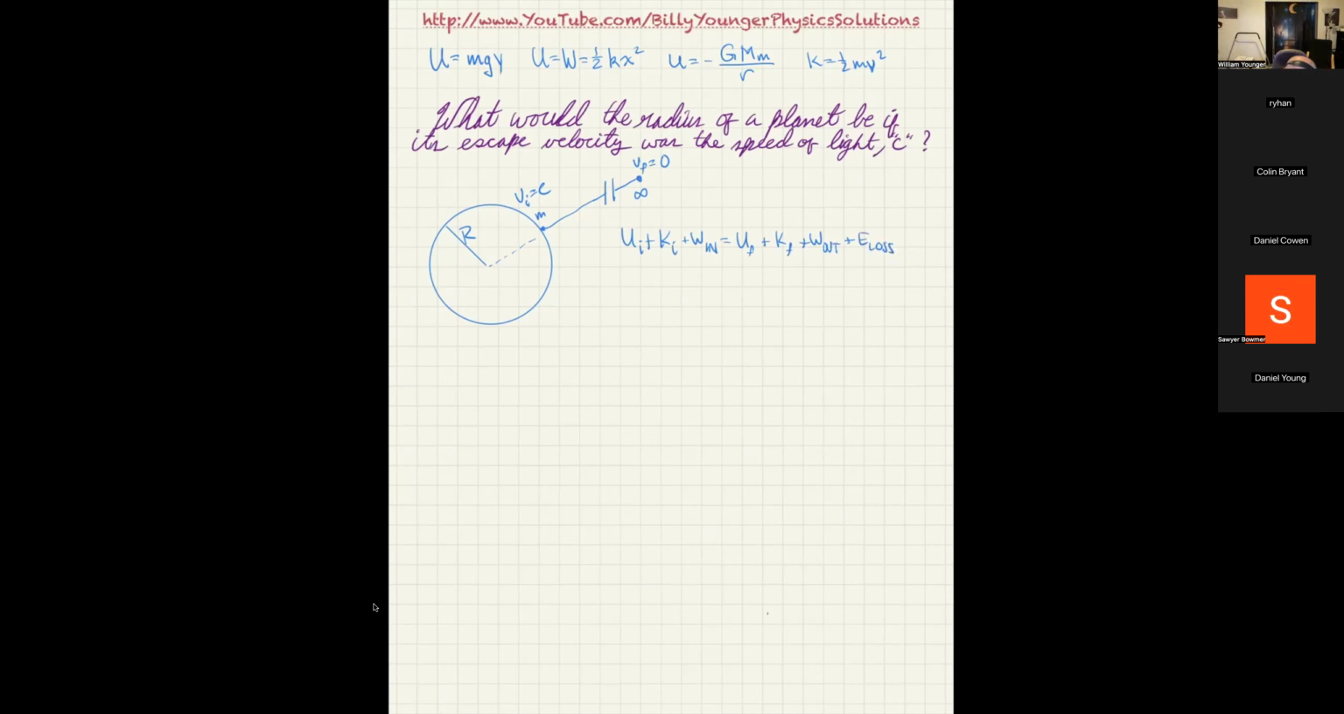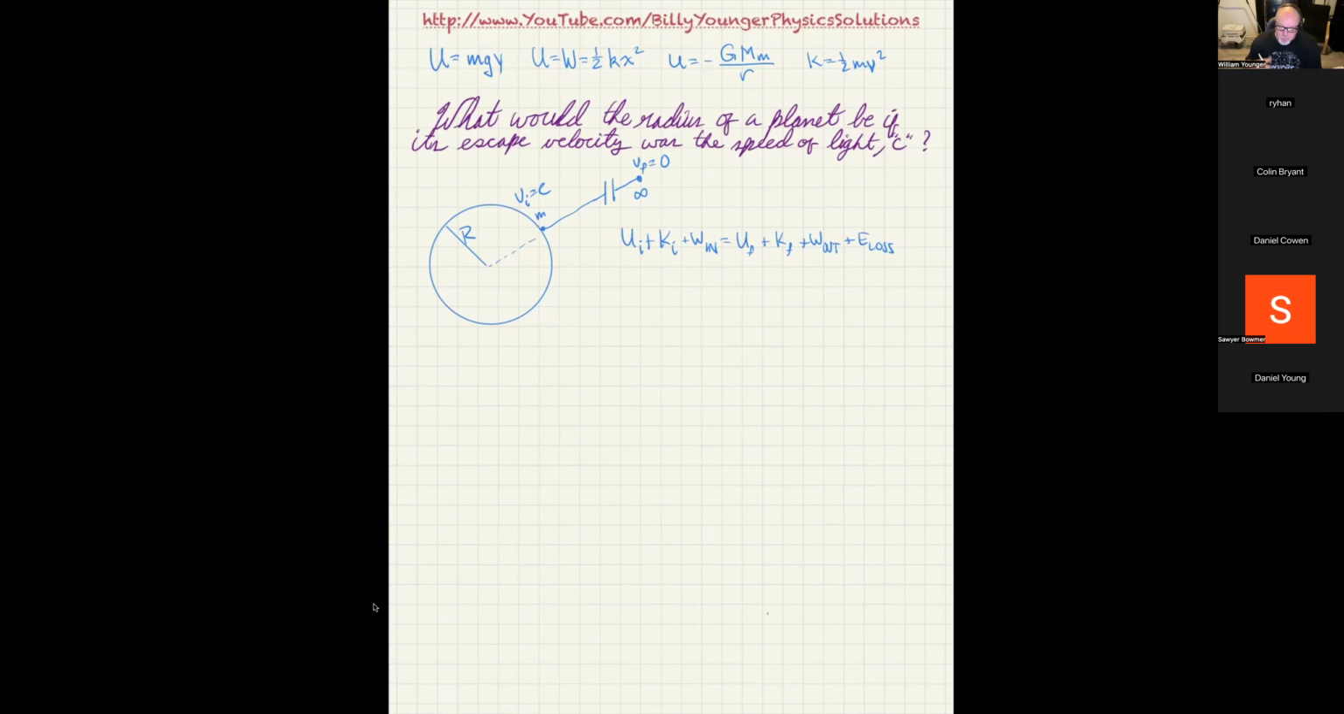Now, this is obviously a huge simplification because there'd be a butt ton of air resistance in getting out of our atmosphere. But that being said, the atmosphere is very, very thin compared to even the radius of the planet, much less the distance to infinity. But still, we are making a big assumption here.